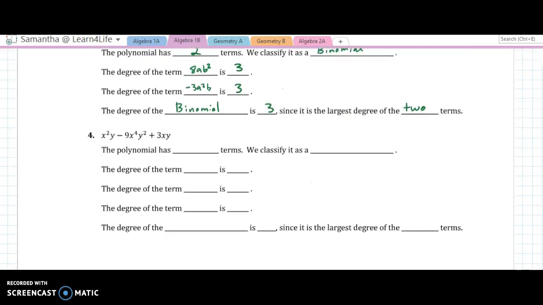All right, I want you to pause the video and see if you can get as many as you can with this. Okay, so pause the video real quick. Let's try it out.